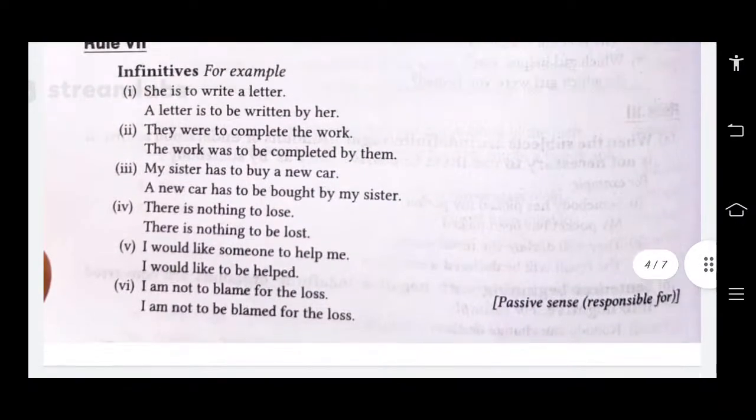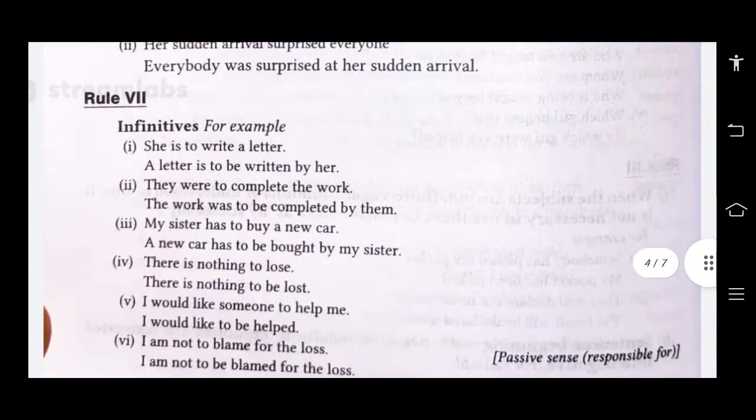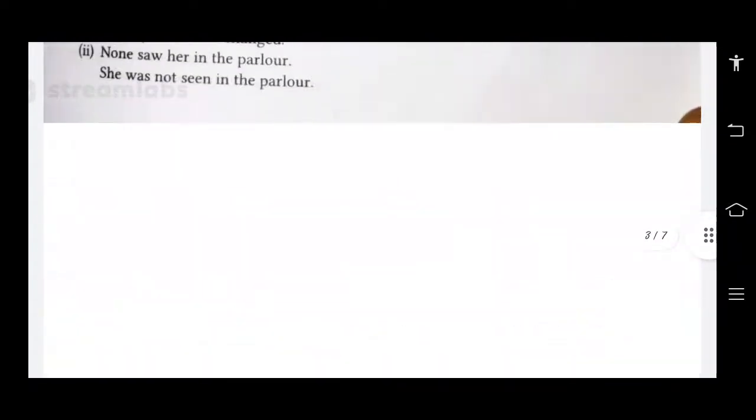Before going to discuss rule number 8, I'll give you one more example. I'll give you some examples. Try to tell me what the correct answers for this are.